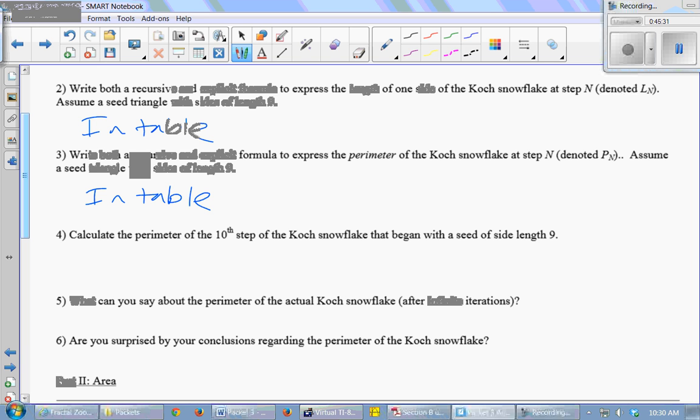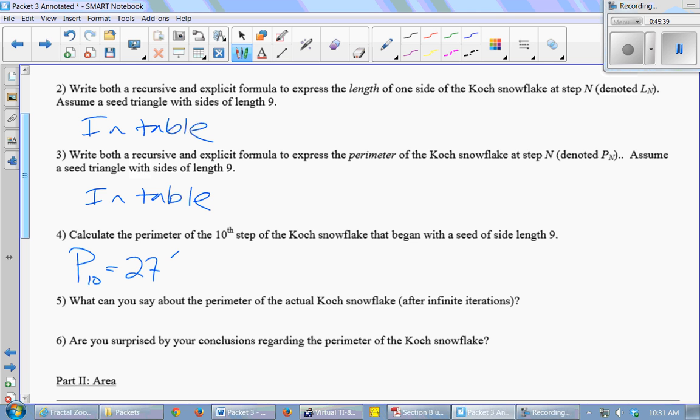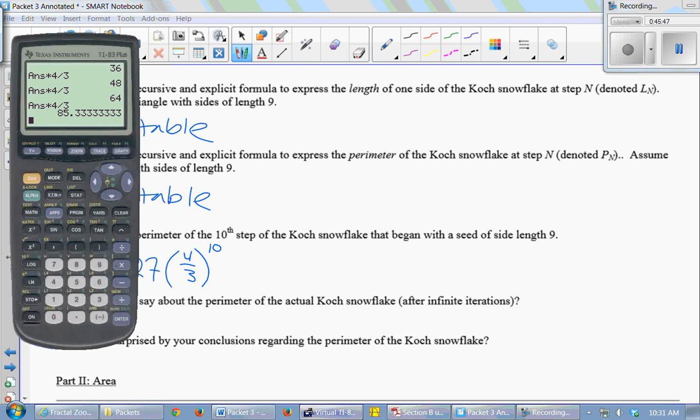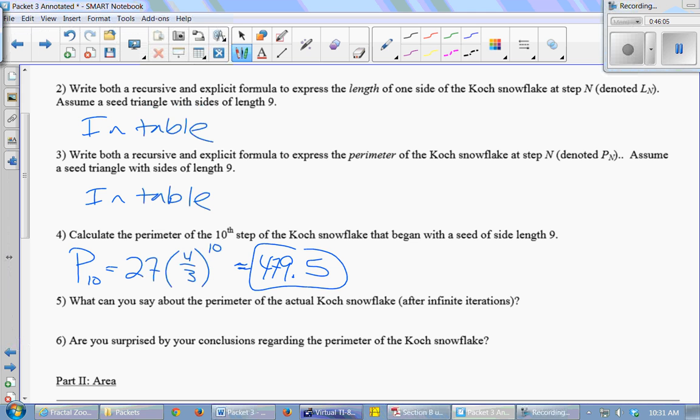So if I wanted to calculate the perimeter of the 10th step of the Koch snowflake, right, I would say, well, P sub 10 is 27 times 4/3 to the 10th, right? I can use my formula that I wrote. And 27 times 4/3 to the 10th is 479 point, we'll just say 5. Really long. Much longer than the original triangle, which was just 27.